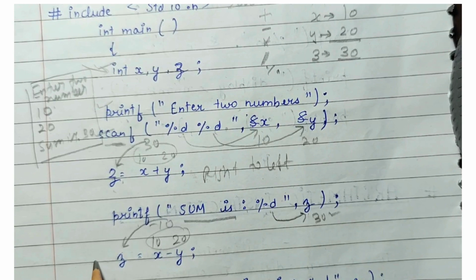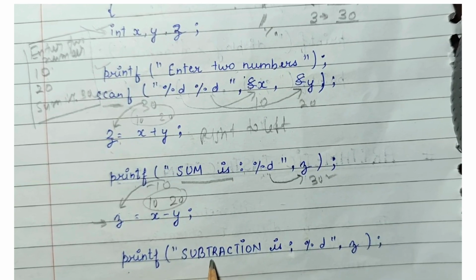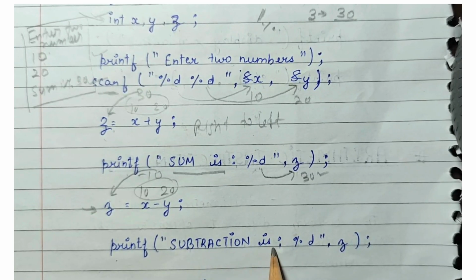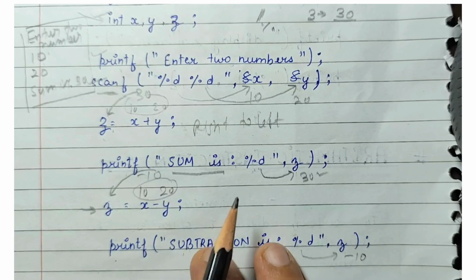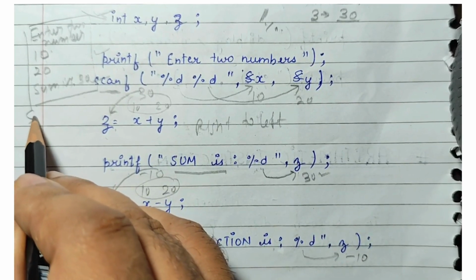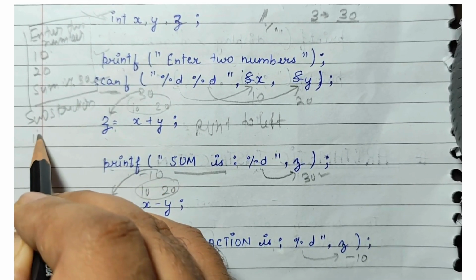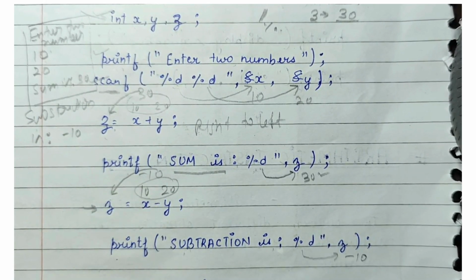Okay. So after this, what do I do? I display the value of the z variable. So I write printf "Subtraction is: %d" referring to z variable, because z is of int type. So here minus 10 will display. On the output, "Subtraction is:" and minus 10 will display. This message will display on the output screen.